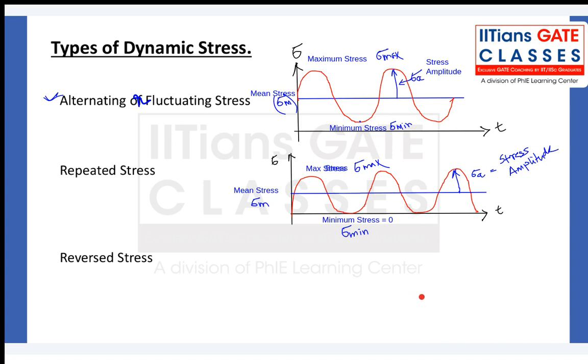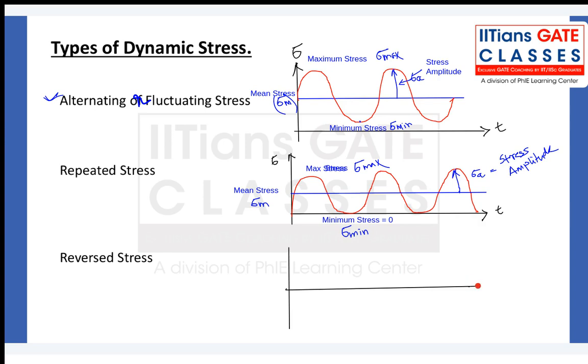So this fluctuating, repeated and reverse stress becomes very clear when you practice the numericals. We have lots and lots of numericals, and there are a few formulas. We will see those formulas. But before going to the formulas, let us first complete this. Let us see what is reverse stress now. Again, we will take two axes, the time axis and the stress axis.